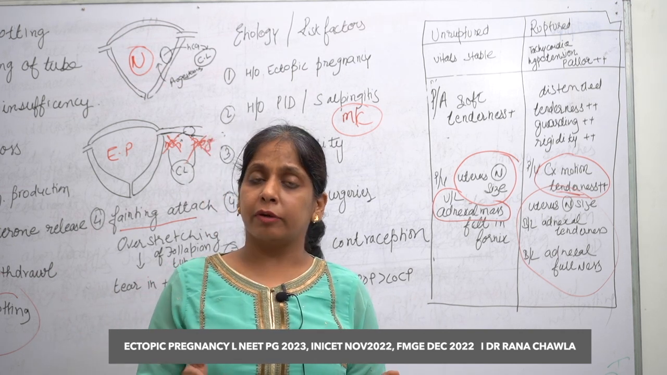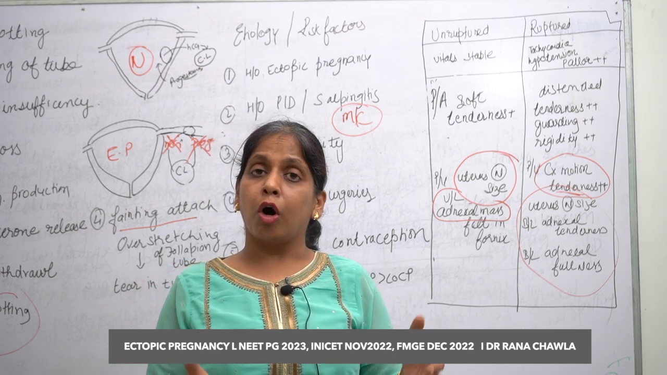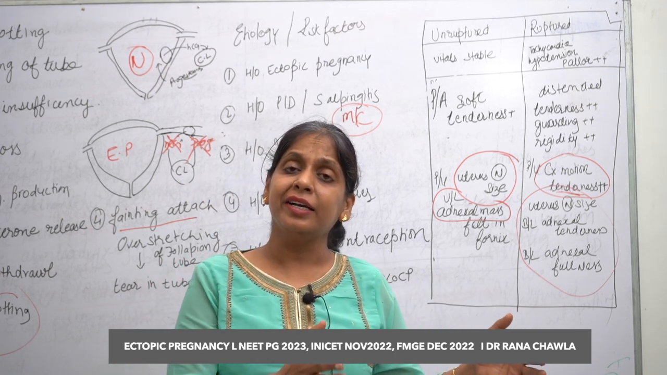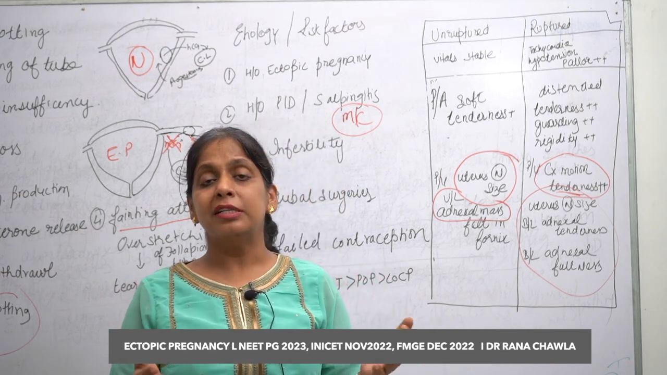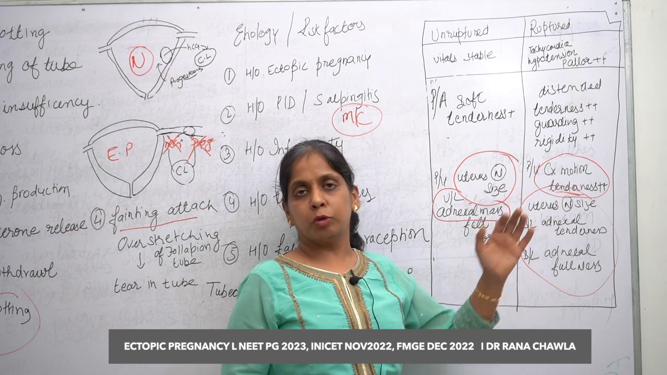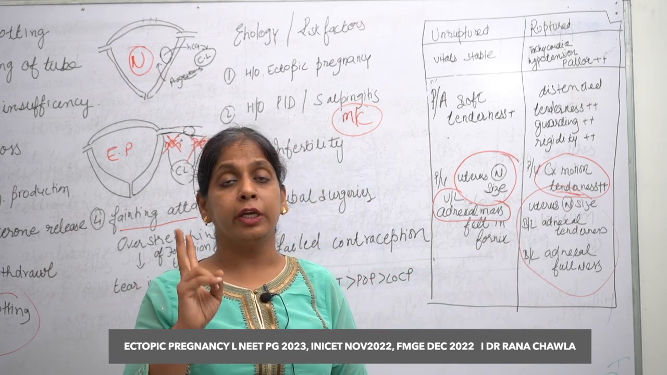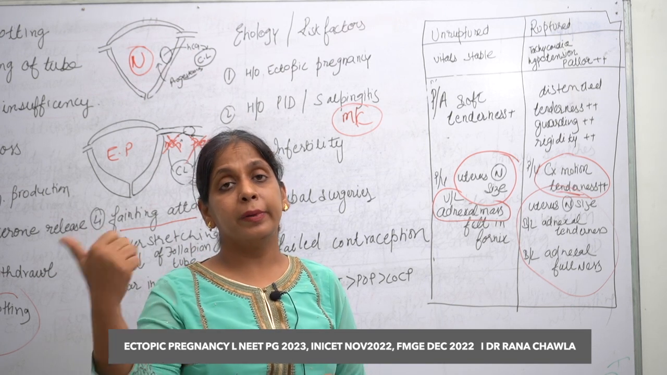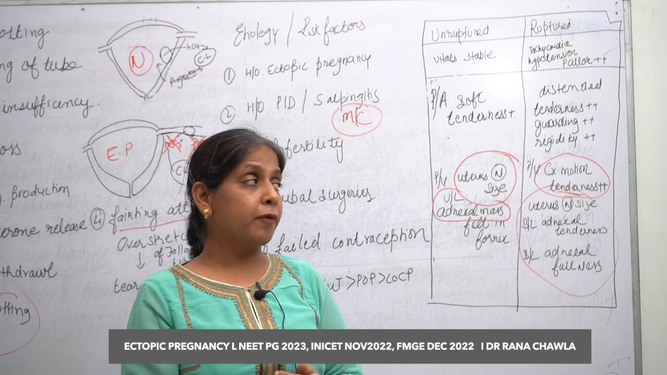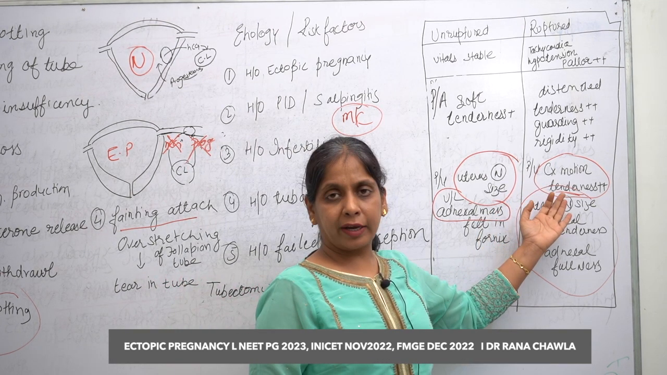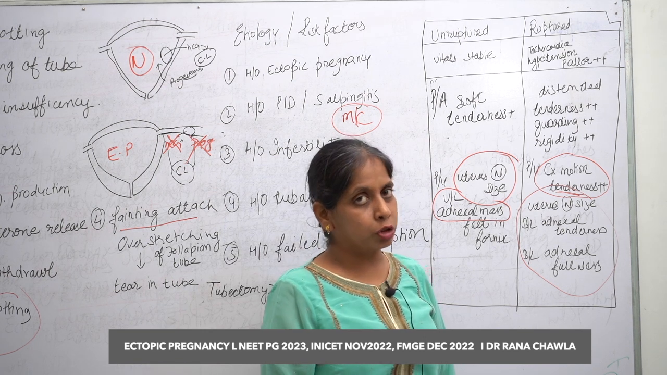When we move the cervix, the peritoneum also moves. The already irritated peritoneum now gets more irritated and the patient feels tenderness. That is cervical motion tenderness. This cervical motion tenderness is present only in two conditions. One is PID and another is ectopic pregnancy. So if you get this cervical motion tenderness, it is diagnostic of ruptured ectopic.